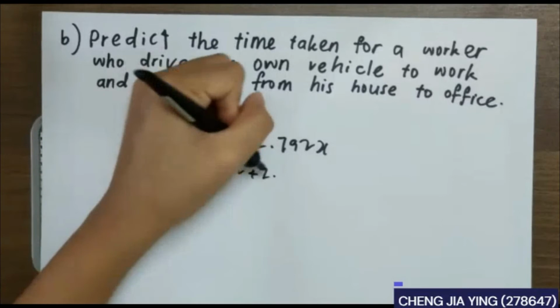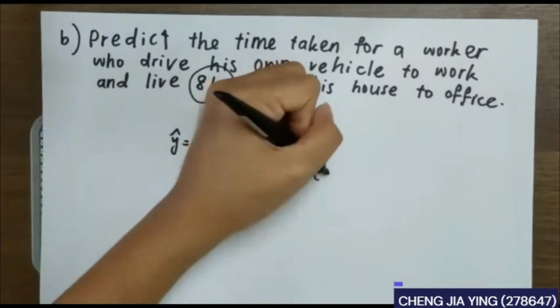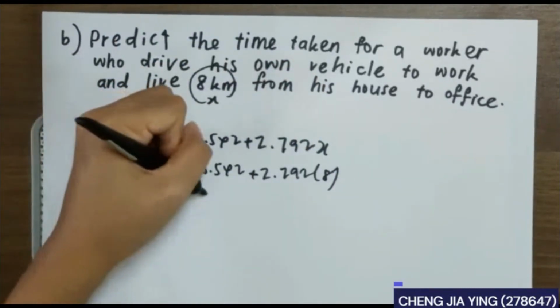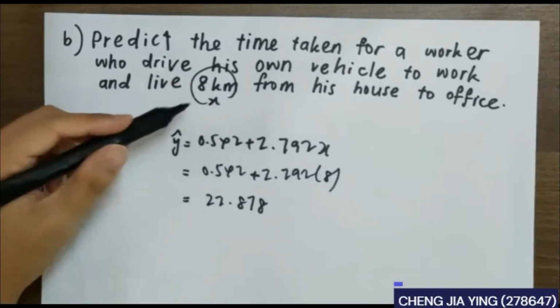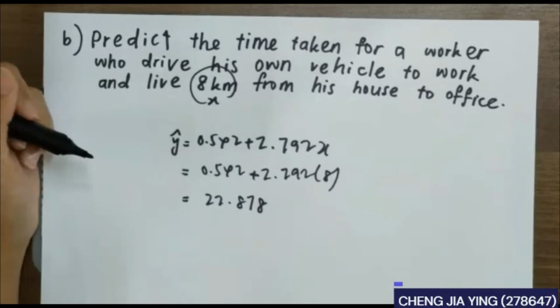0.542 plus 2.792 times 8. So the time taken is 22.878 minutes for the worker who lives 8 kilometers from his house to office.